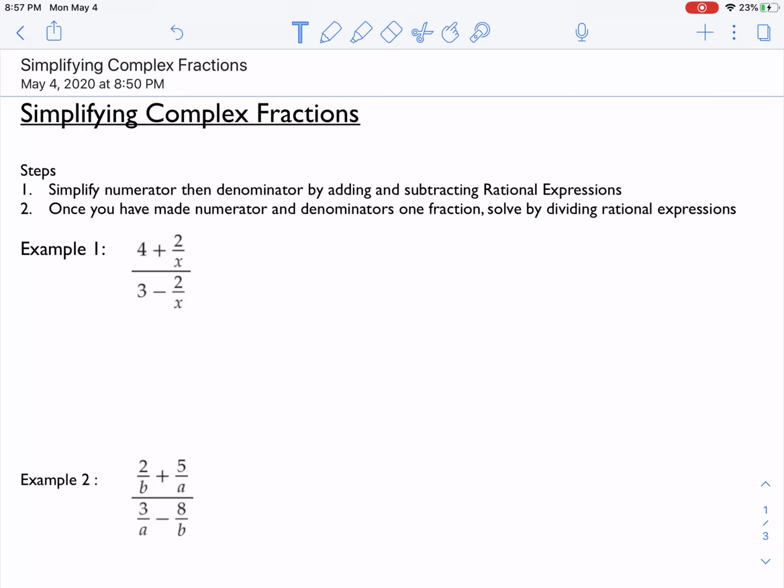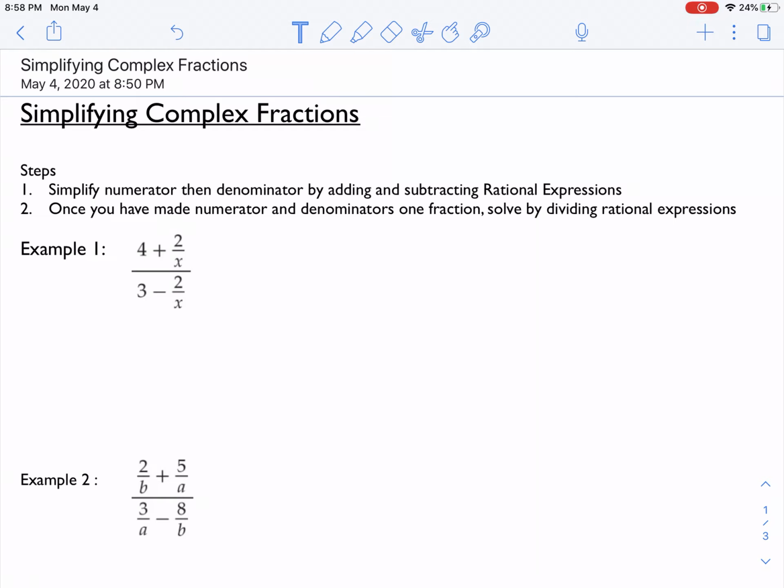We're going to spend another day dealing with rational expressions, except this time we're dealing with complex fractions and rational expressions, which can include adding, subtracting, and dividing rational expressions, all put into one due to time restrictions. I didn't throw this in on the last chapter because I wanted to make sure we got that test done in time. First, we simplify the numerator and the denominator by adding and subtracting rational expressions. Then we solve by dividing rational expressions.